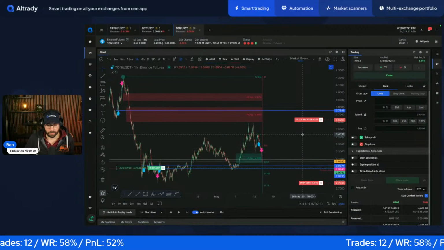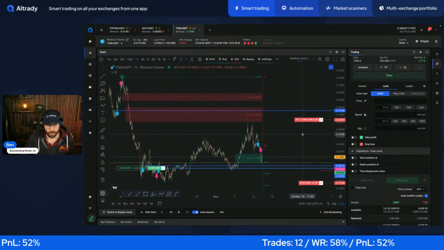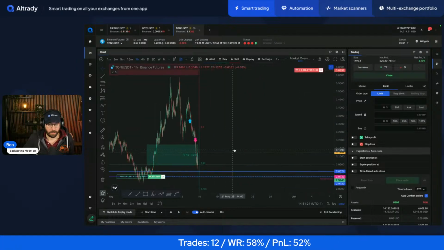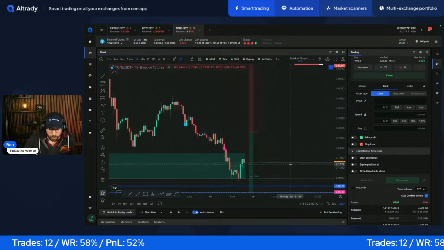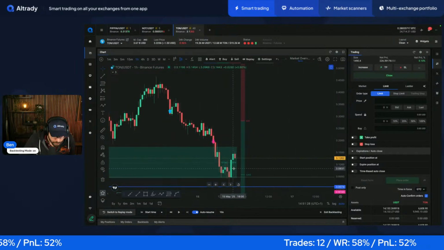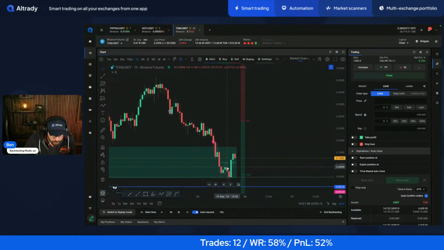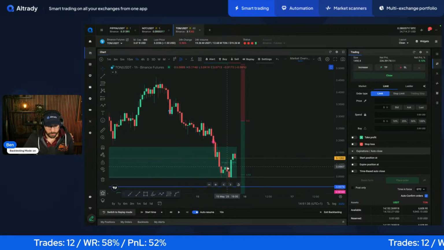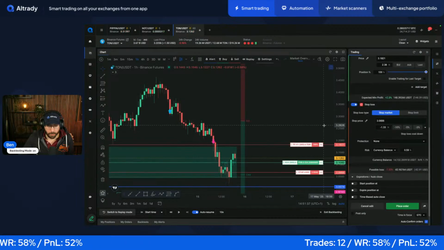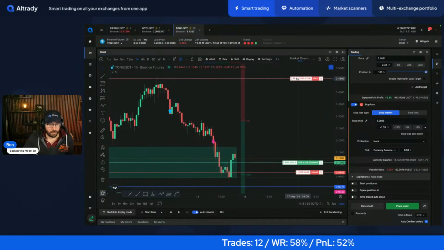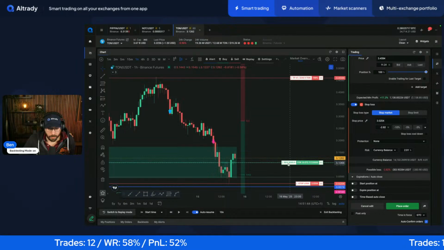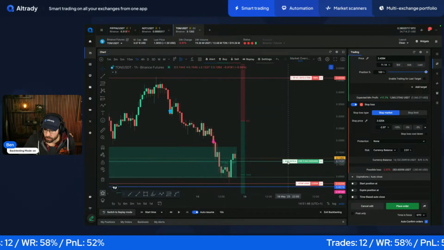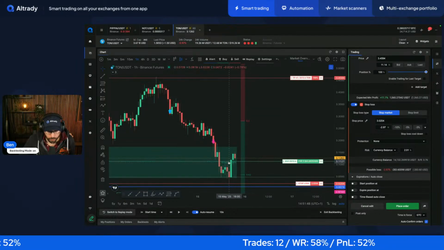Otherwise, we'll take the other fair value gap. But that would be here. Yeah, this one. So this is the shift. But let's see. Maybe we can. Yeah, nice. Wow. Wow, even on the full shift, it's already nice.